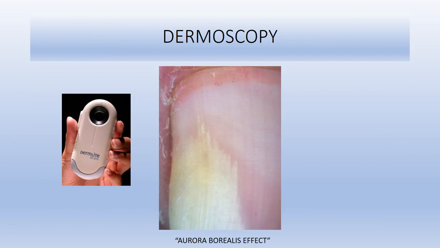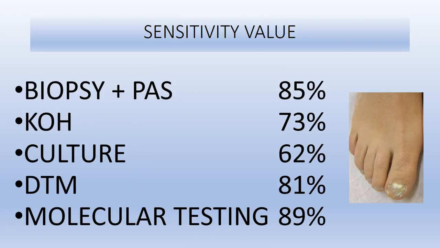We've seen recent enthusiasm for dermoscopy, as is illustrated in this patient. With dermoscopy, it is said that the proximal margin will present with this so-called aurora borealis effect. And again, dermoscopy rather represents a good screening test. It does not provide you any information regarding genus or species. But here again, we want to remember that 80 to 90% of the time, these infections are Trichophyton rubrum.